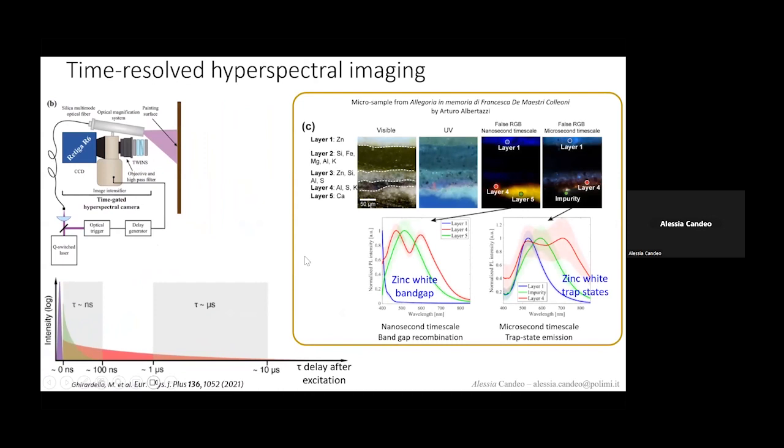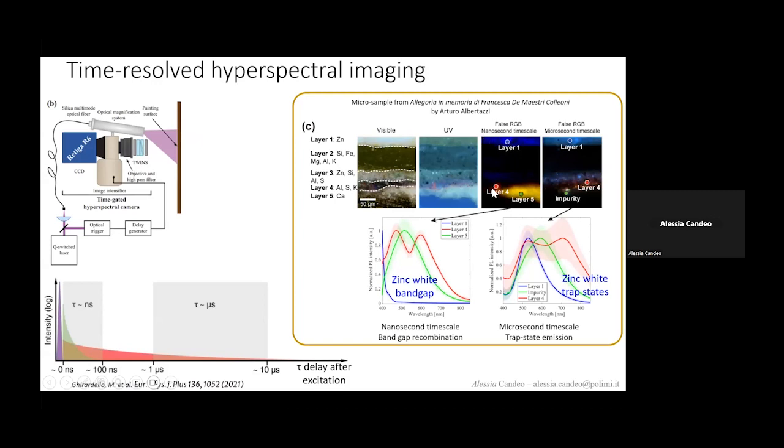This time-resolved hyperspectral imaging system was used to perform experiments on stratigraphic samples, for example, from this Allegoria in Memoria di Francesca de Maestri Colleoni, which is a painting. In this case, we have a visible image and also a UV image of a standard photo taken with a standard photographic camera. We can tell that there is some emission from this sample, but we cannot really say much about the composition. While instead, if we perform experiments in the nanosecond time scale or in the microsecond time scale, it becomes more obvious what, for example, layer 1 is made of.